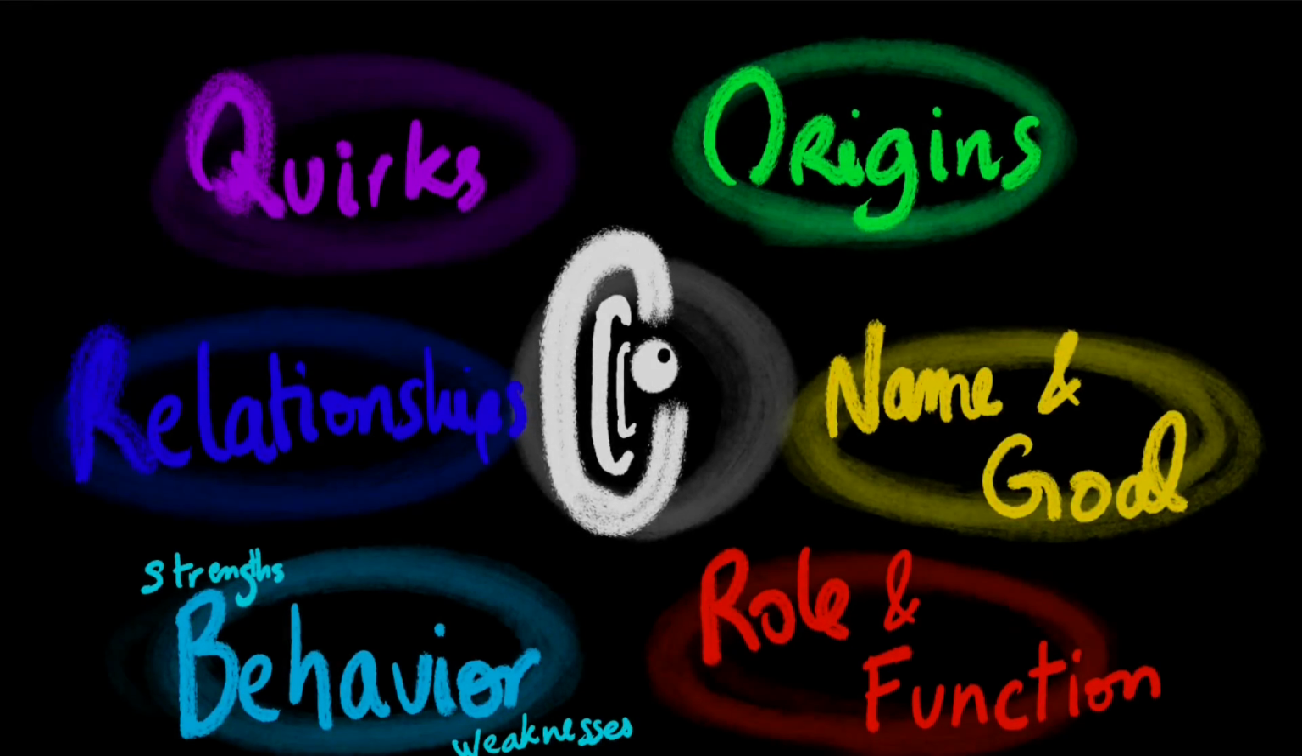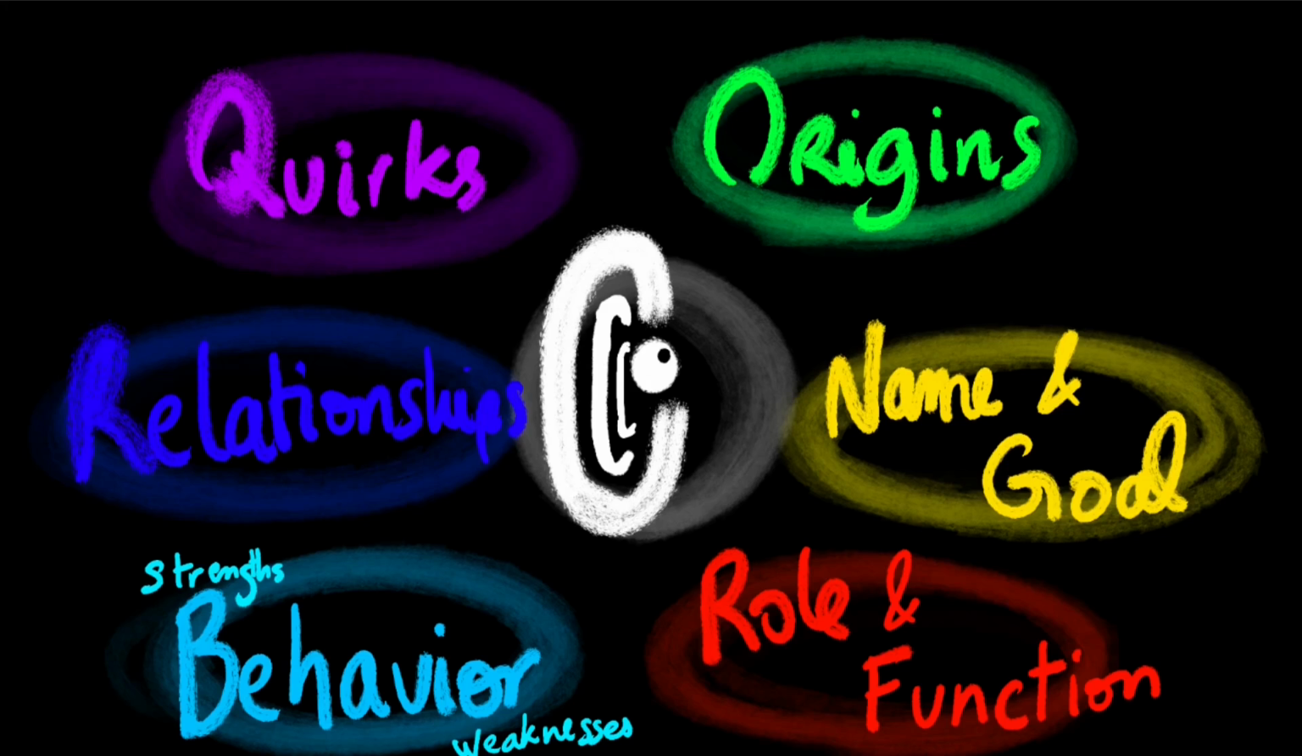You need 6 elements in order to create a character. First, you need to decide on her origins. From her origins, you'll be able to define her name and her goal. From then, you'll be able to define her role in the world and her function in the story.